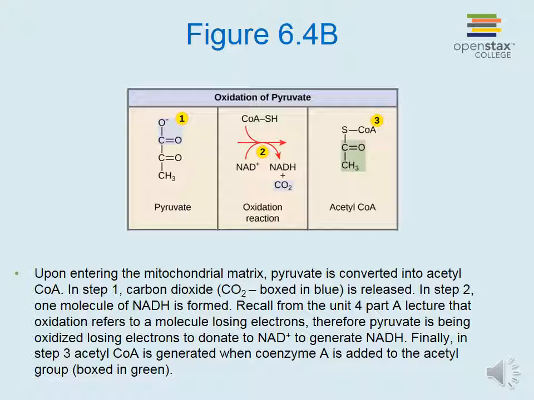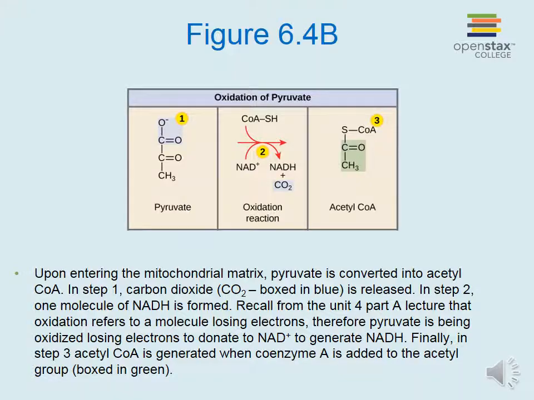Upon entering the mitochondrial matrix, pyruvate is converted into acetyl CoA. In step 1, carbon dioxide, which is boxed in blue, is released. In step 2, 1 molecule of NADH is formed. This is referred to as an oxidation reaction. Recall from the Unit 4 Part A lecture that oxidation refers to a molecule losing electrons. Therefore, pyruvate is being oxidized, losing electrons to donate to NAD+ to generate NADH. Finally, in step 3, acetyl CoA is generated when coenzyme A is added to the acetyl group, which is boxed in green.